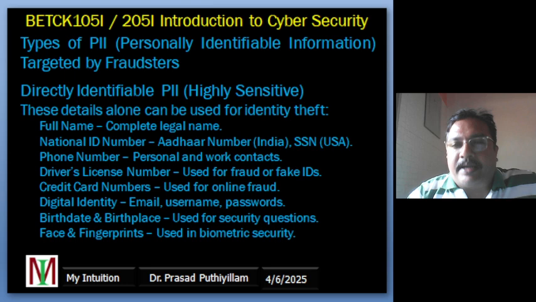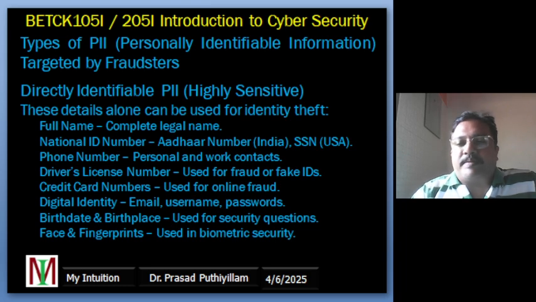Directly identifiable PI is very highly sensitive, and can be used to steal an identity, like the complete legal name or the national identification number, such as the Aadhaar card number or social security number. In the United States of America they use SSN. Here in India we use Aadhaar number. Okay, or it can be used for personal and work numbers, official numbers.